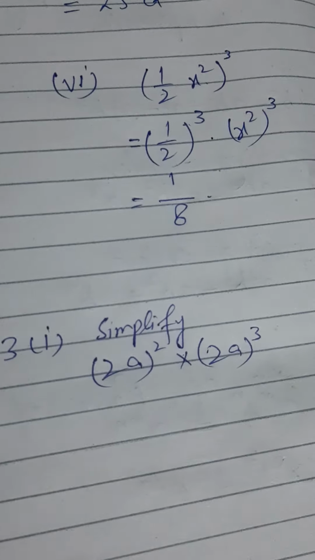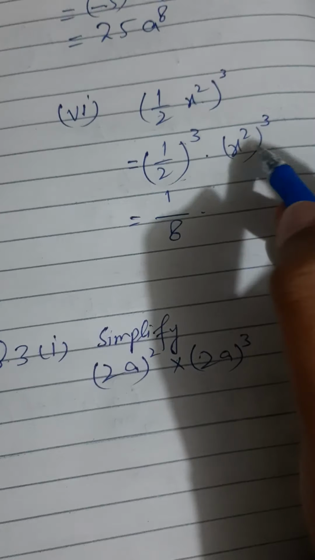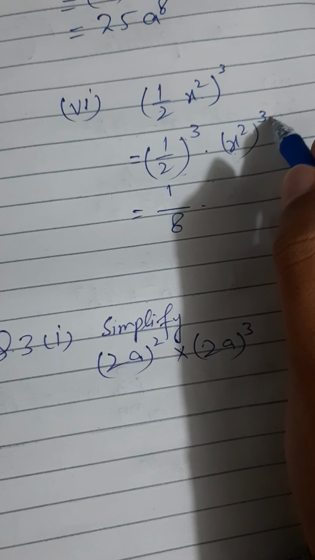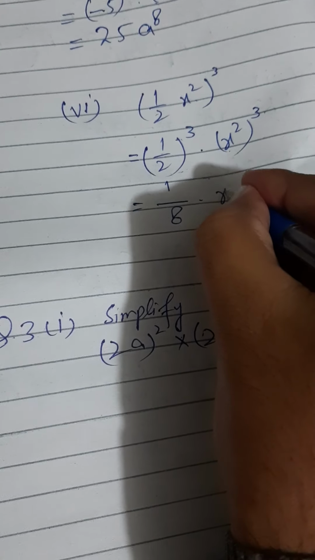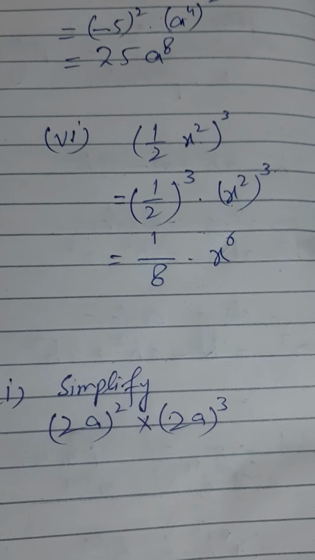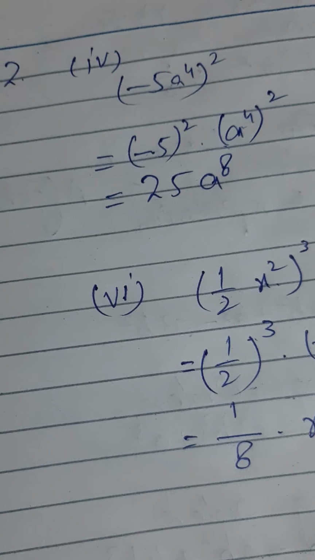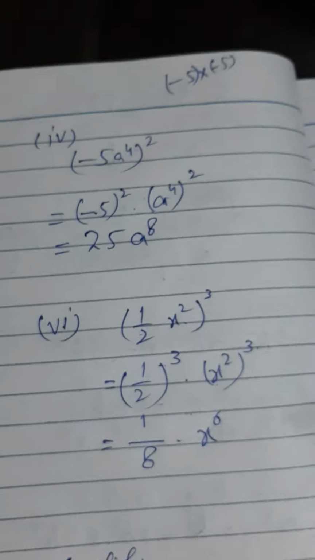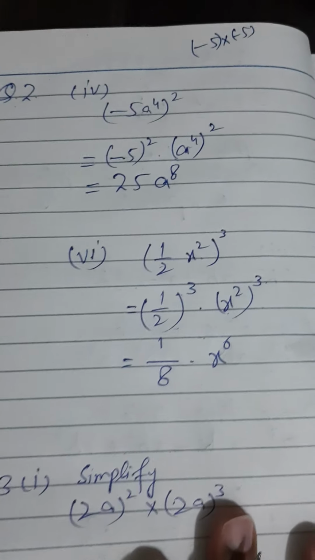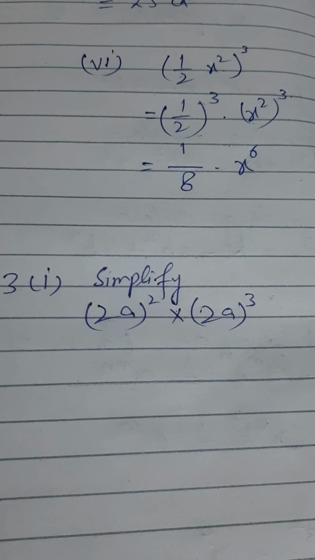And here we use the law of power of power. x raised to power 2 whole power 3, so x raised to power 2 3s are 6. So this is the solution of this part. I have solved two parts and there are a total of 6 parts, and the remaining 4 parts are your homework. You have to solve them yourself. Now come to the next.